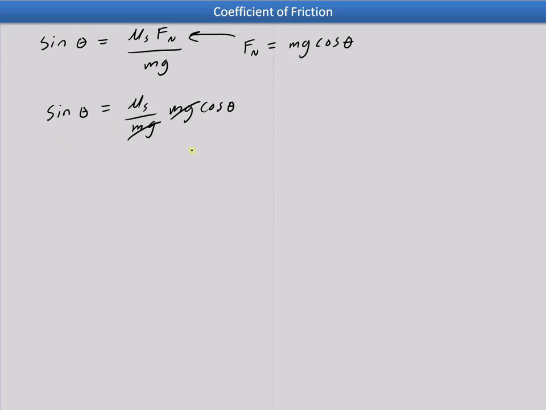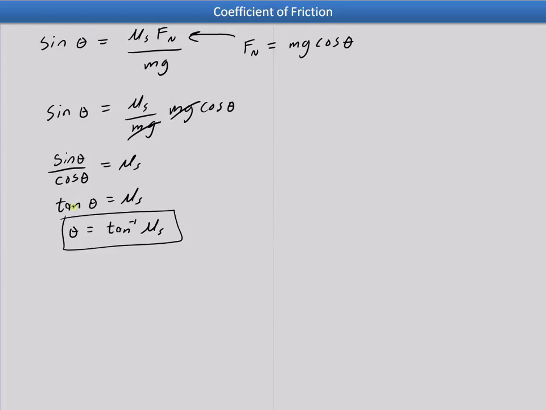So we need to get the thetas all on one side of the equation to finish this off. So we'll divide both sides by cosine theta. And sine divided by cosine is tangent. So tangent theta is equal to the coefficient of static friction. Therefore, theta is the inverse tangent of the coefficient of static friction.